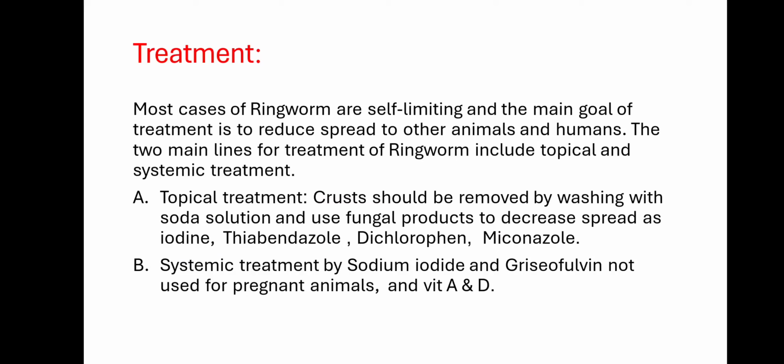Treatment. Most cases of ringworm are self-limiting, and the goal of the treatment is to reduce the spread to other animals and humans. The treatment of ringworm includes topical and systemic treatment. Topical treatment is by removing the crust and washing with soda solution, and using antifungal products to decrease spread, such as iodine, shampoo, thiabendazole, dichlorvos, and miconazole. Systemic treatment is by sodium iodide and griseofulvin, not used for pregnant animals.